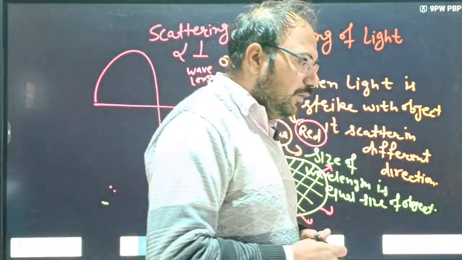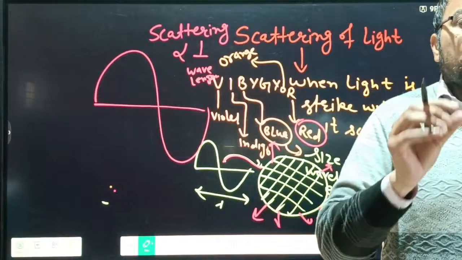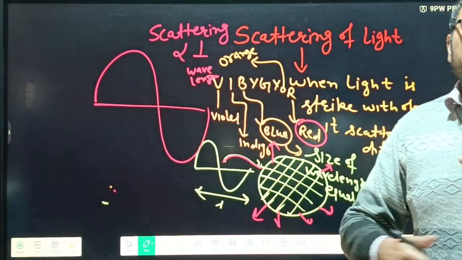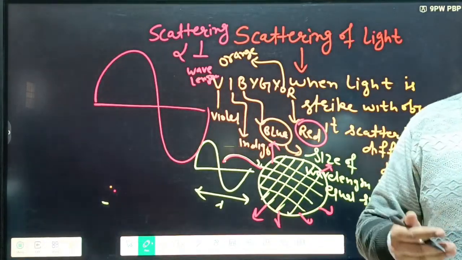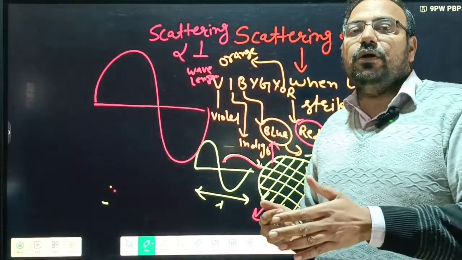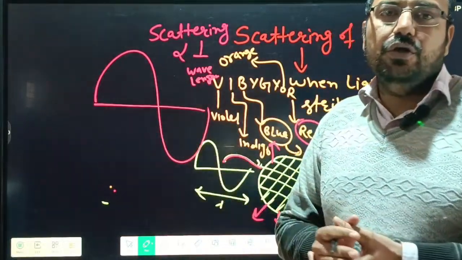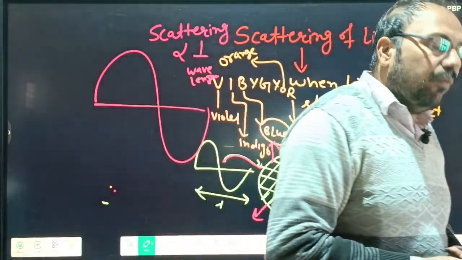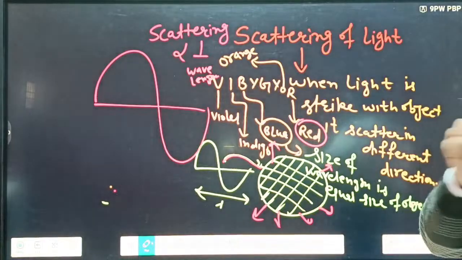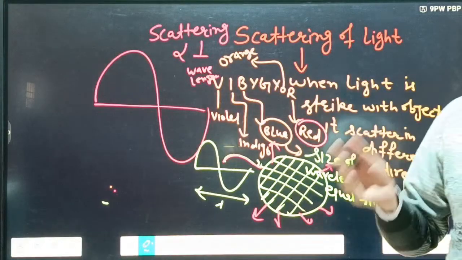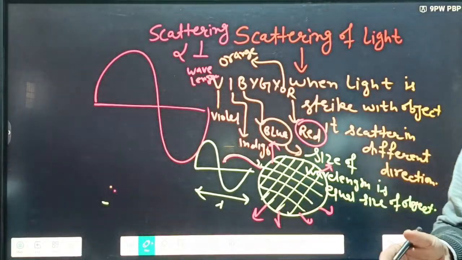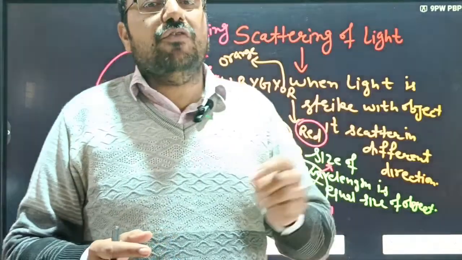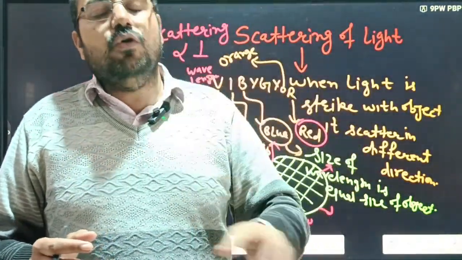For example, we see that the color of the sky is blue because the wavelength of blue color is nearly the same as the particles present in the atmosphere. So when blue color strikes the objects, it scatters in different directions. That is why the color of the sky is blue. But when we see it from space, we see black color because in space there is no atmosphere. If there is no atmosphere, there is no scattering. If there is no scattering, no color is scattered. So what color does the sky look? That is black.